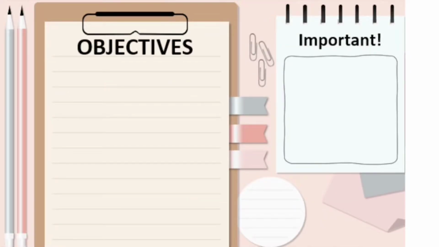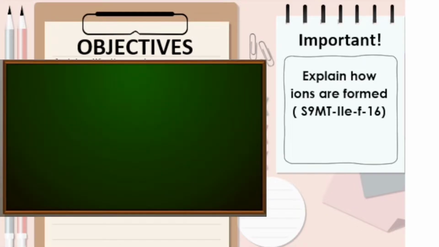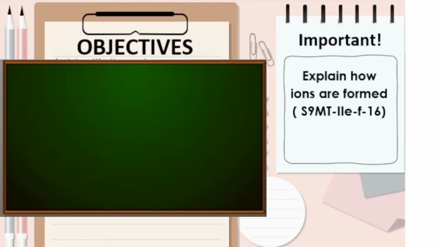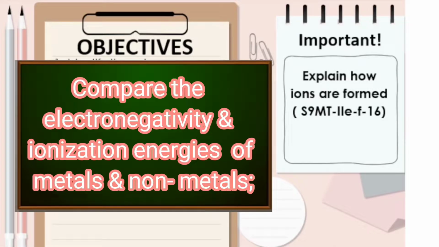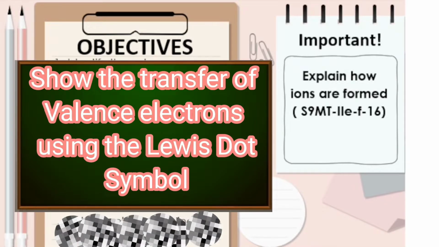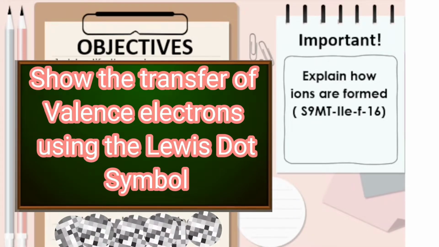At the end of this video lesson, you are expected to explain how ions are formed. Specifically, you will identify the valence electron of metals and nonmetals. You will compare the electronegativity and ionization energies of metals and nonmetals, and show the transfer of valence electrons using the Lewis dot symbol.